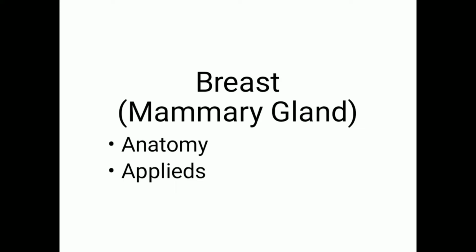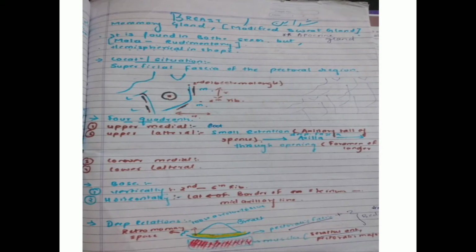So, today's topic is breast, which is also called the mammary gland. We will study anatomy and its applied. Okay, so let's begin. What is breast? Breast is also called mammary gland. It is a modified sweat gland and apocrine gland. It is found in both the sexes, but it is rudimentary in males and it is hemispherical in shape.